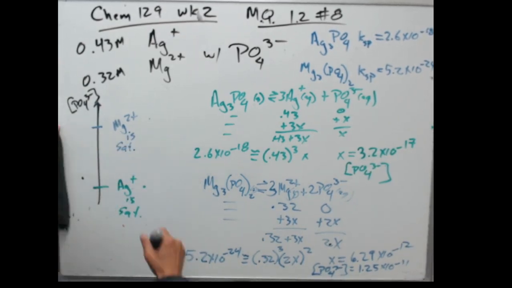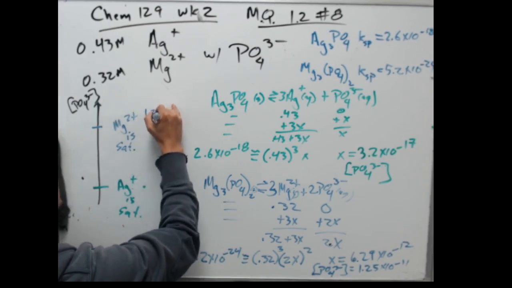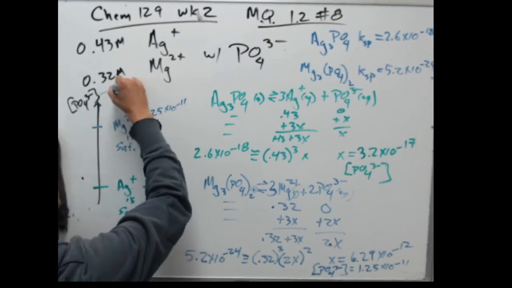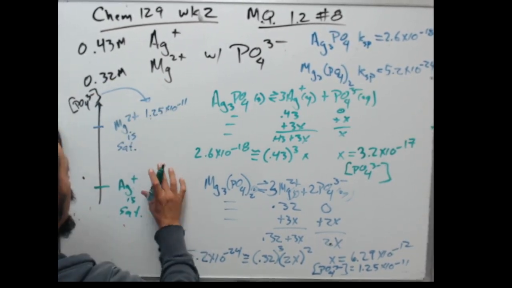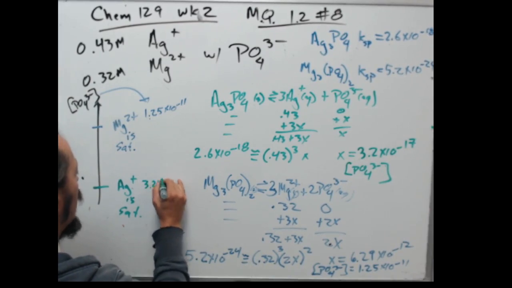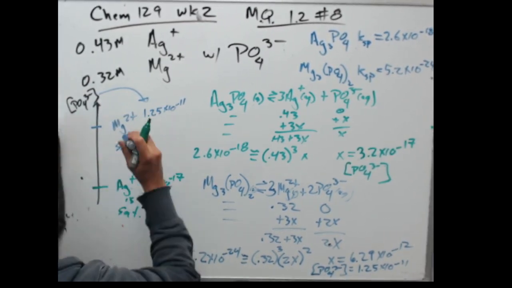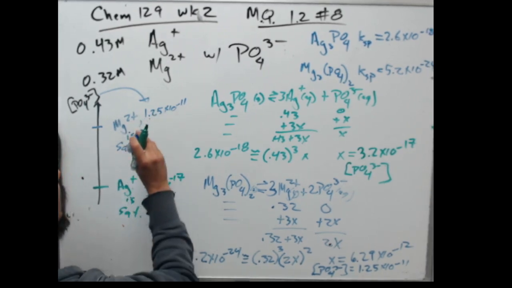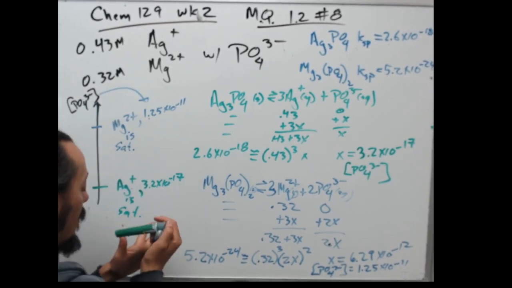Okay. So I'm going to put it here. 1.25 times 10 to the minus 11. So this is going to be my phosphate concentration for that one versus my 3.2 times 10 to the minus 17. 1.25 times 10 to the negative 11 is the point of maximum separation. Yeah. So when I look at this, because that is the point.